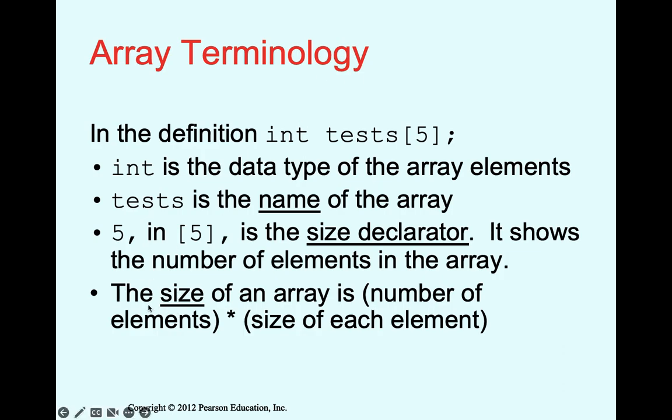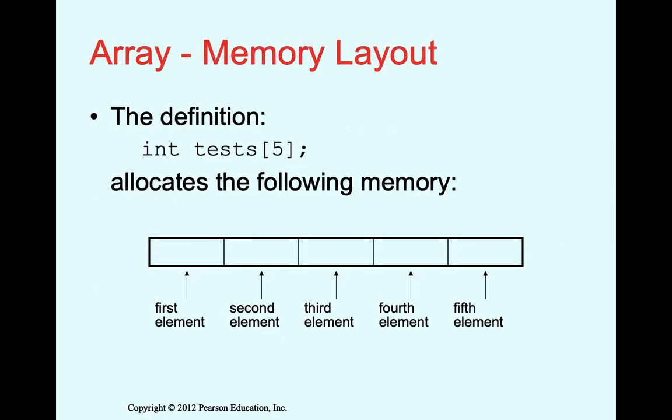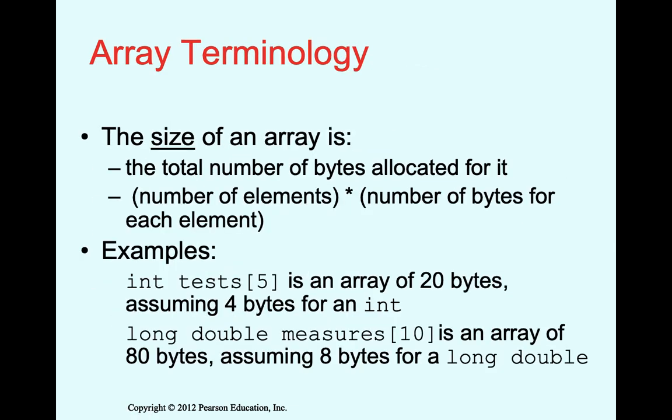But sometimes we say the size of the array is the number of elements multiplied by how much space we have for every element. Imagine this is integer. We have 4 bytes for each of the 5 elements, so in total we have 20 bytes. So the size of the array is actually 20 bytes for this example, because every integer is 4 bytes and we have 5 integers.